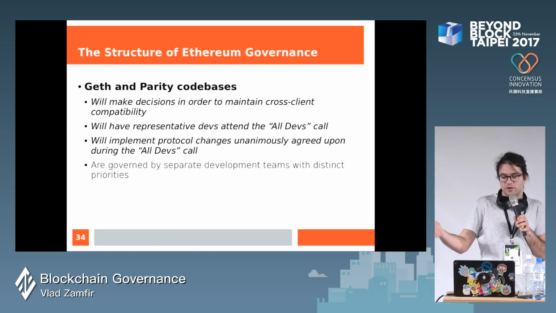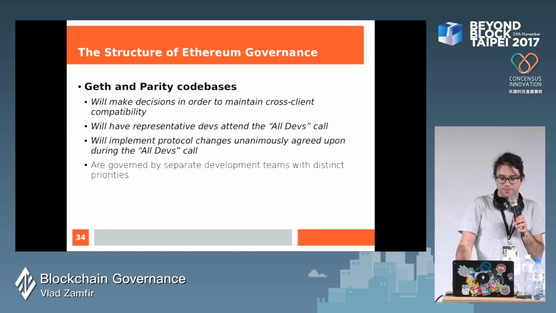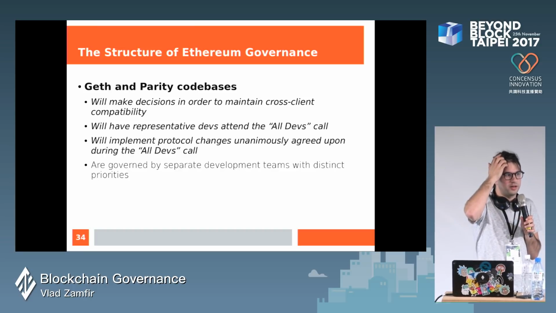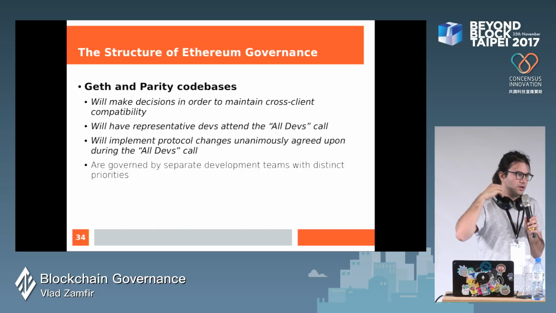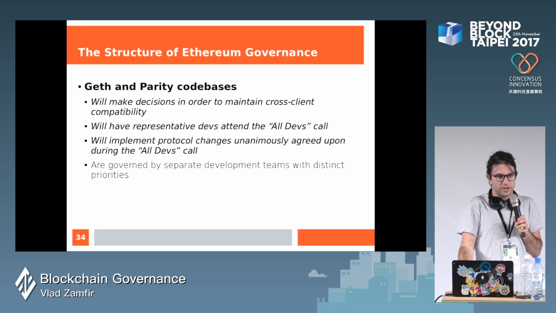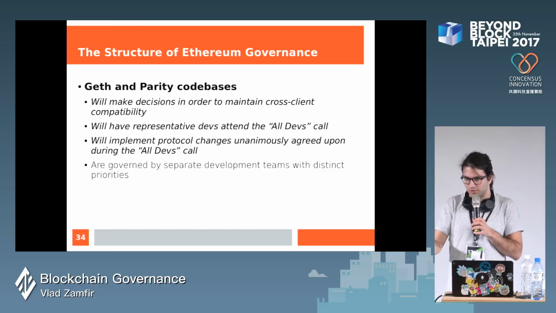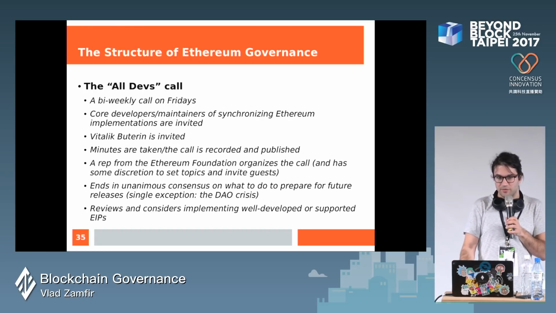And that's where they kind of agree on what to install. But the important thing to note here is that Geth and Parity and every other software implementation of the Ethereum protocol is governed separately. They have different teams, different administrators; they're literally separate resources that have to have separate governance processes.